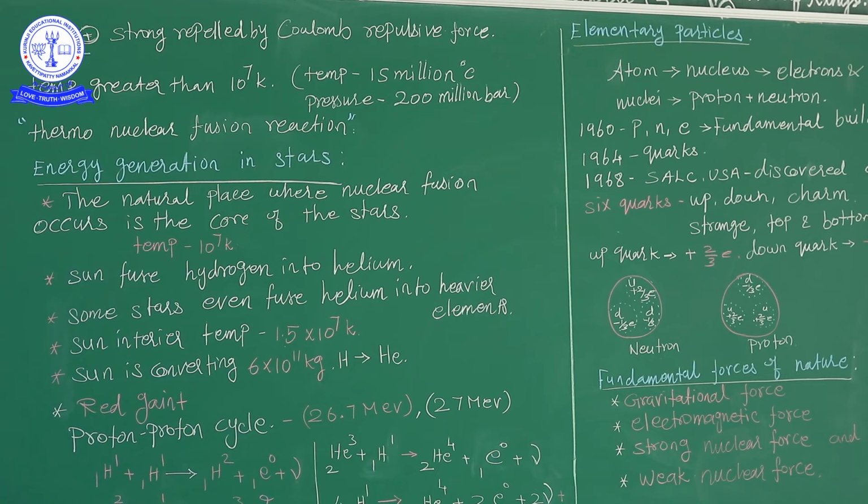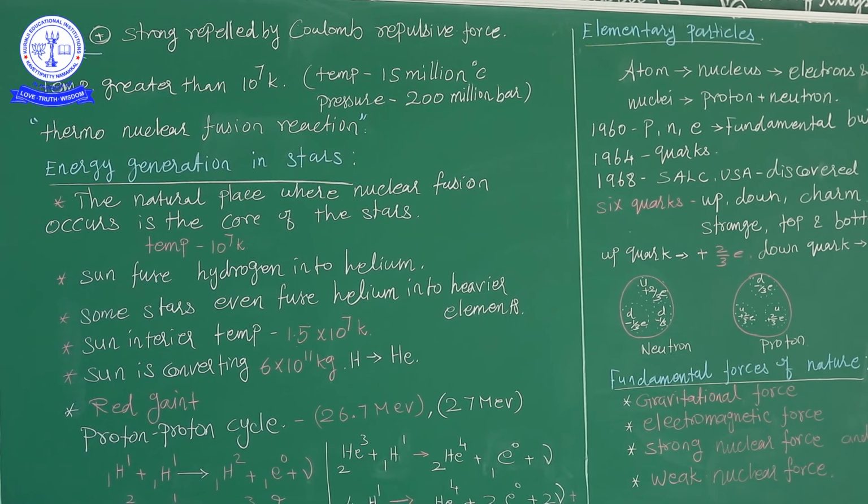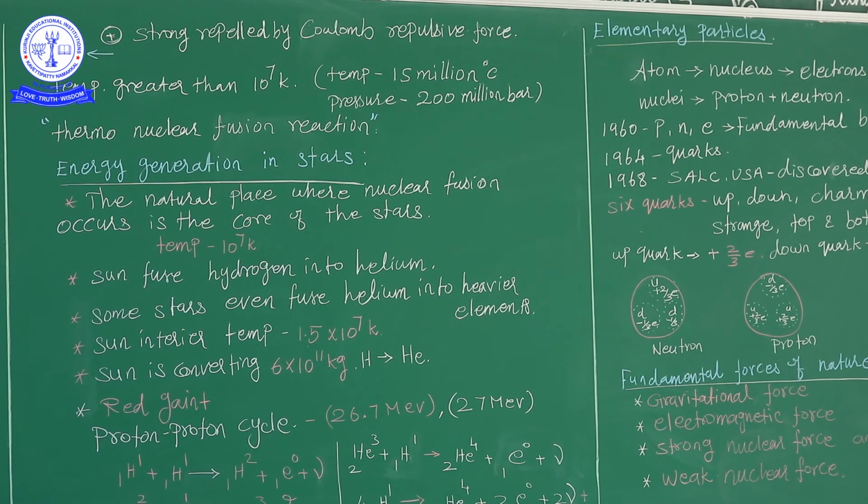The hydrogen bomb is one example of nuclear fusion. We know the history: in Japan, the Hiroshima and Nagasaki bomb blasts. One was the atomic bomb and the other was the hydrogen bomb. So when the nuclear fusion process happens on earth, a lot of energy is released. That energy means 27 million electron volts of energy will be released.